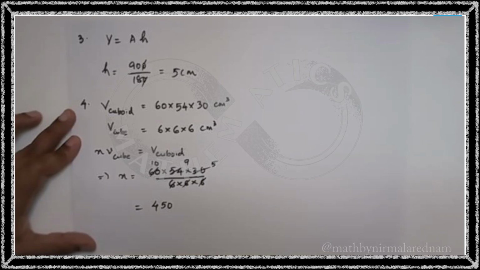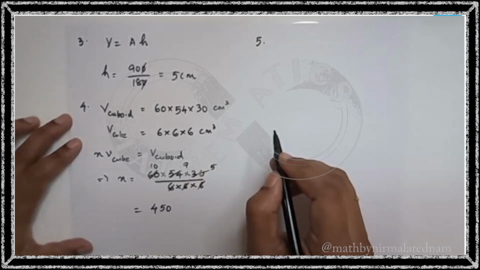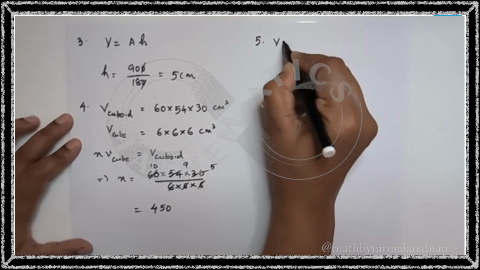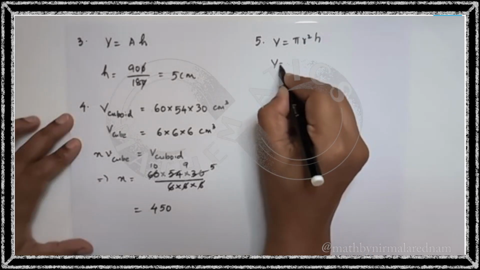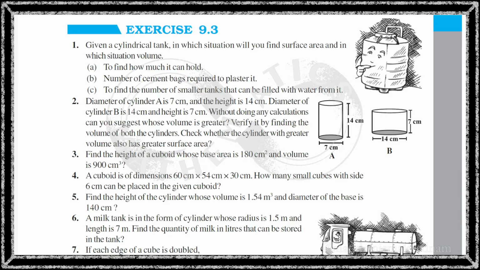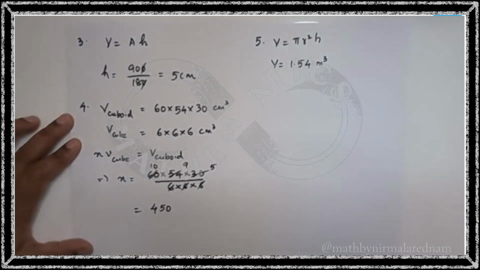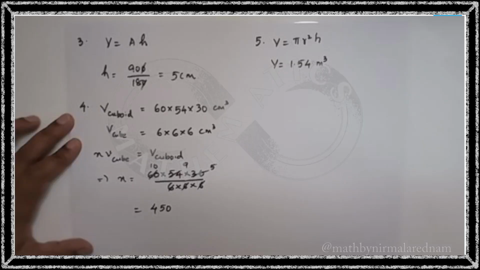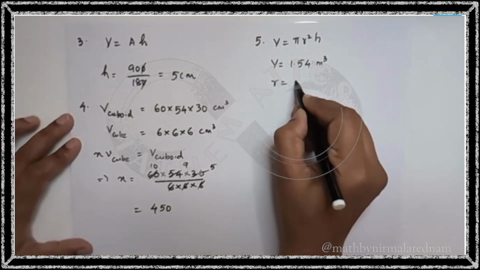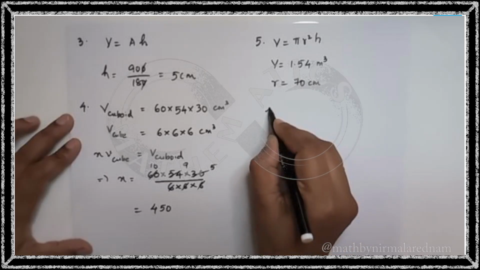So we are talking about a cylinder here, right? And they're saying that we know that volume is pi r square h, right? And they have given the volume as 1.54 meter cube, okay? And they have given the other dimensions in centimeters. They're saying that the diameter of the base is 140 centimeters. So I can directly write radius as 70 centimeters. Correct? Now they want us to find height.